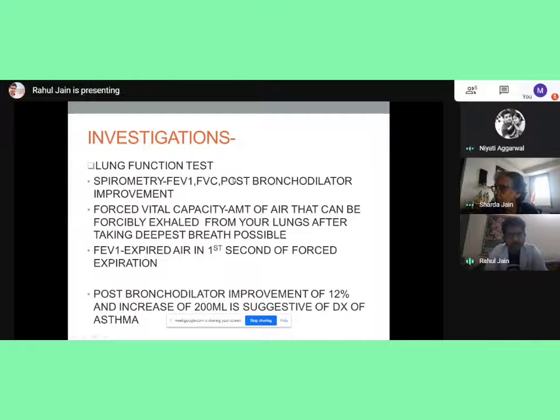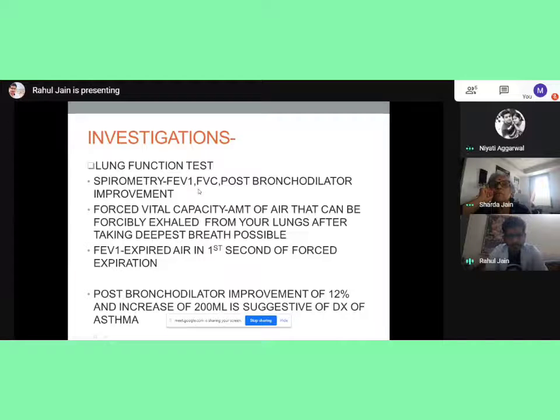So if the patient's airway is improving more than 12%, that is, more than a 12% increase in FEV1 and FVC, or 200 ml objectively, then I know that it is asthma, because asthma responds well to bronchodilators, while all other diseases don't do this much. So even my COPD and all will improve with bronchodilator, but not 12% immediately over the span of 1 minute.